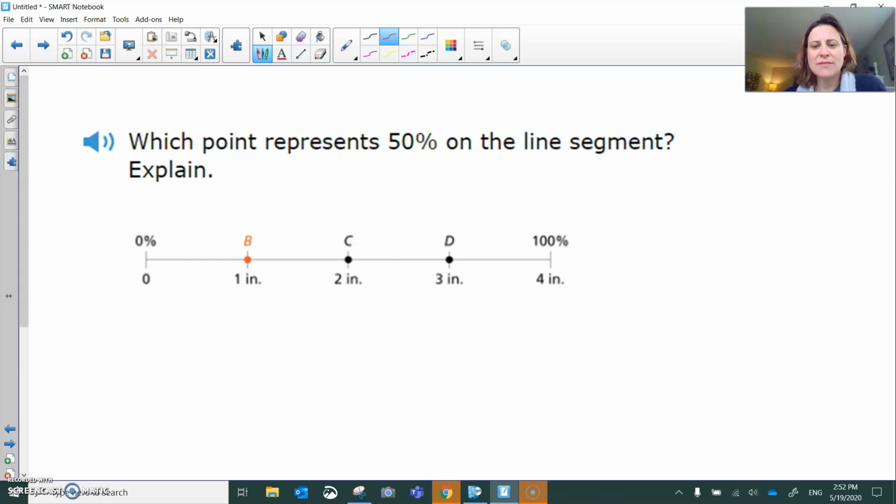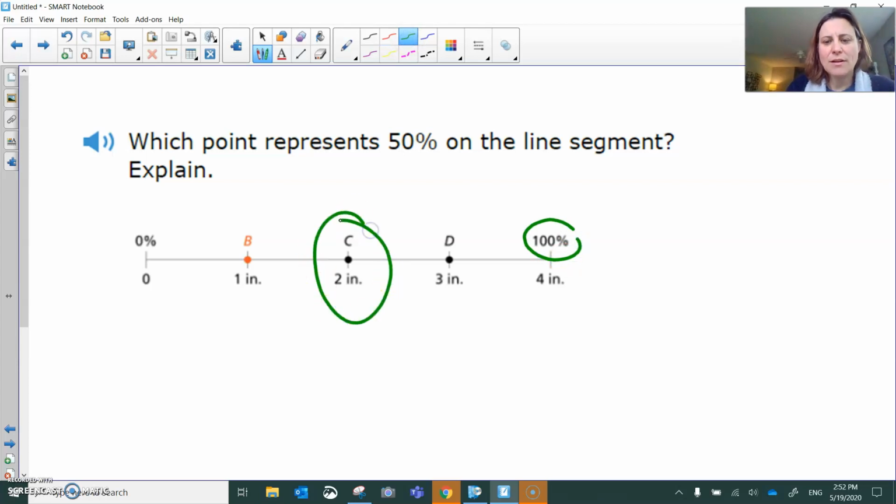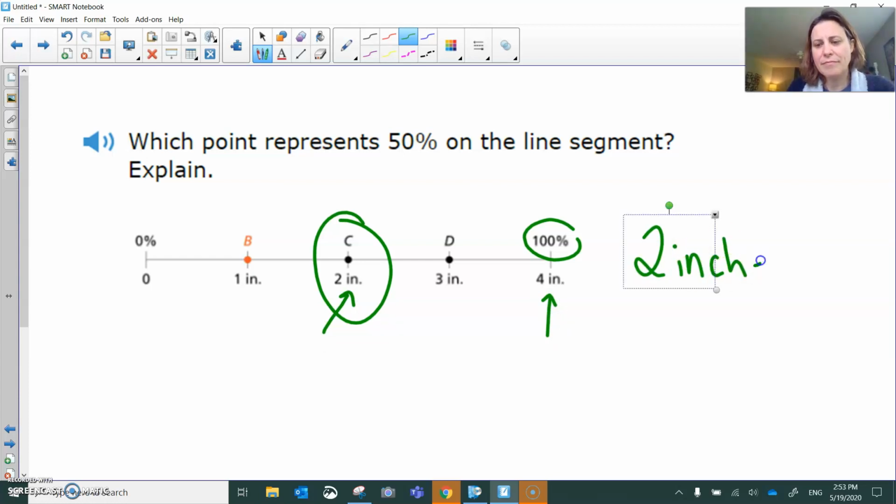Which point represents 50% on the line segment? Here's 100%, so 50% would be here. 100% is 4 inches, so 50% is 2 inches. That one wasn't so bad.